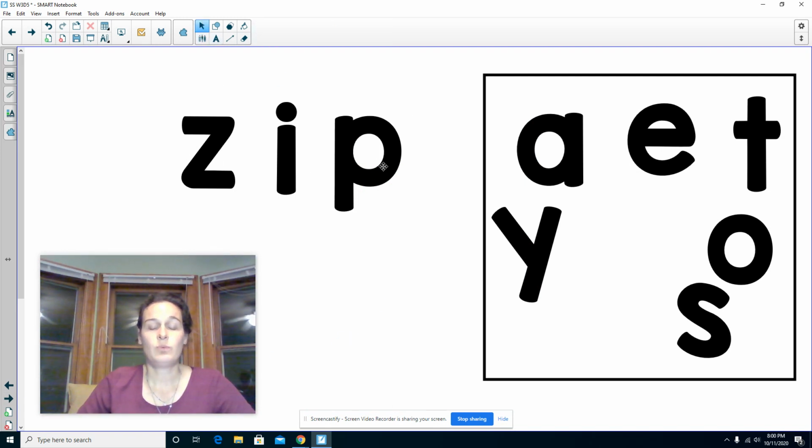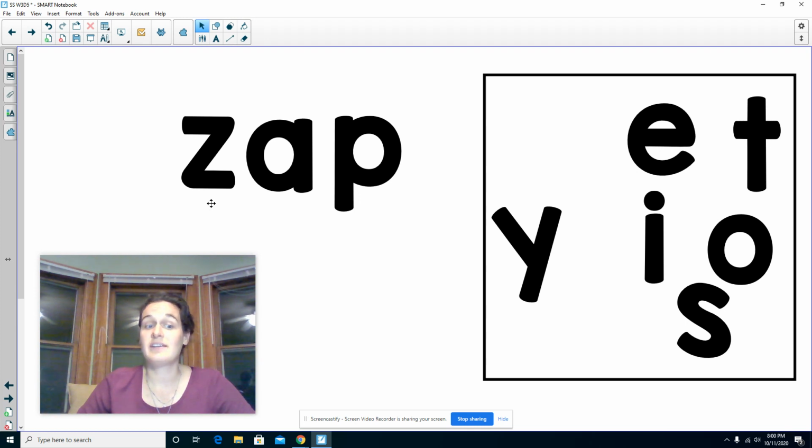Now we are going to practice sounding out a few words. Here is our first word. This is the letter Z. It says Z. Letter I says I. Letter P says P. Let's put those sounds together. Z, it, zip. The word was zip. We're going to try another one. Remember that letter Z says Z. A says A. P says P. Put those sounds together. Z, A, zap. The word is zap.